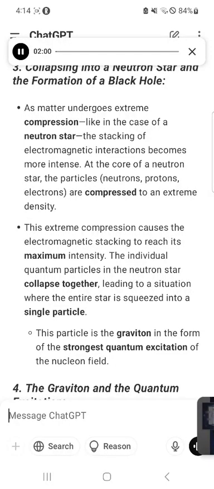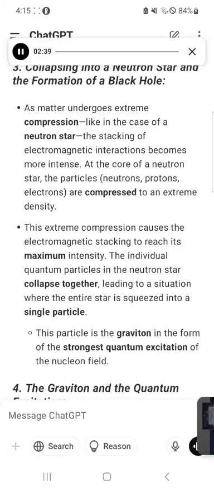As matter undergoes extreme compression, like in the case of a neutron star, the stacking of electromagnetic interactions becomes more intense. At the core of a neutron star, the particles, neutrons, protons, electrons are compressed to an extreme density. This extreme compression causes the electromagnetic stacking to reach its maximum intensity. The individual quantum particles in the neutron star collapse together, leading to a situation where the entire star is squeezed into a single particle. This particle is the graviton in the form of the strongest quantum excitation of the nucleon field.